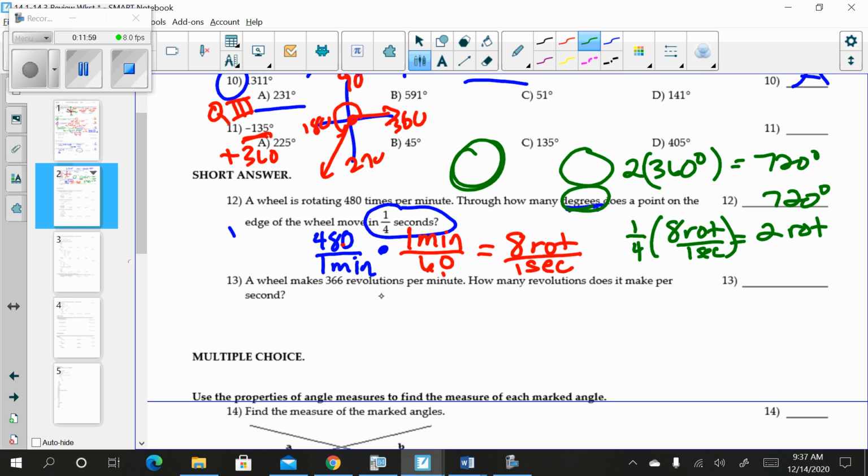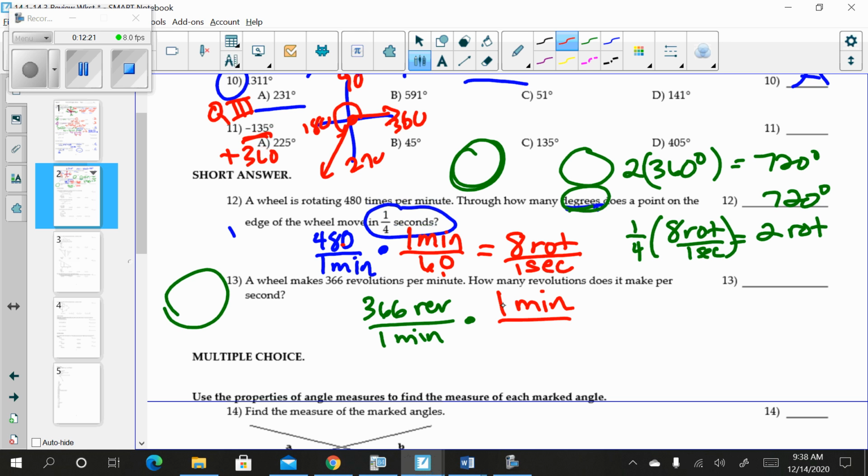A wheel makes 366 revolutions per minute. Okay, so that's the same thing as rotations per minute. Revolution just means once around as well. How many revolutions does it make per second? Well, this is just a conversion then. It's 366 per 1 minute. We're going to just multiply by our conversion factor here. How many revolutions would it make per second? So 1 minute is 60 seconds. Just multiply that through. So 366 divided by 60.